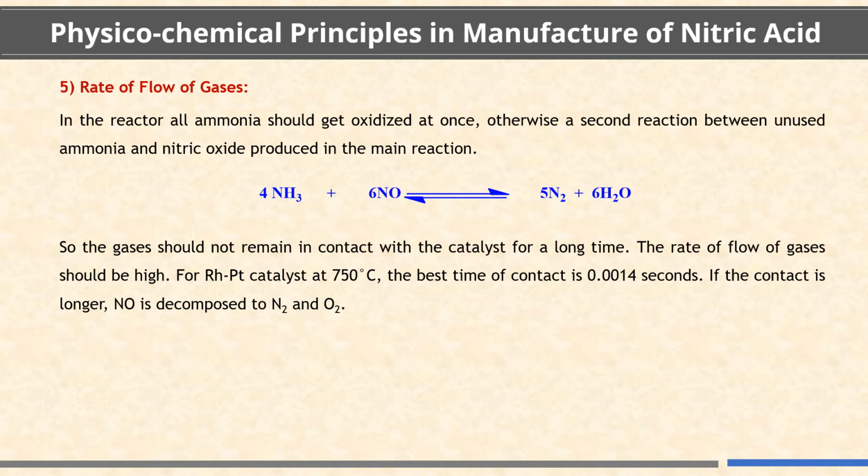For platinum rhodium catalyst at 750 degrees Celsius, the base time of contact is 0.0014 seconds. If the contact is longer, nitric oxide is decomposed to N2 and O2.